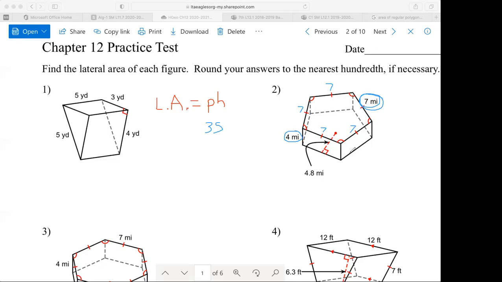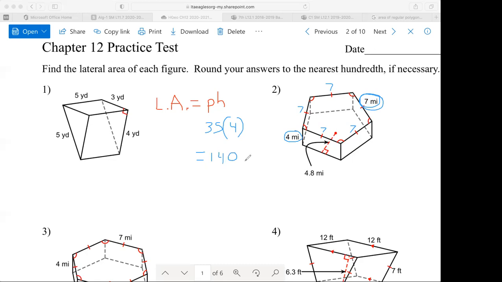I understand that it's confusing and there are numbers everywhere here. You have to be able to tease that information out. Height is defined as the perpendicular distance between the two bases. The bases here are the two pentagons. So this is just 35 times 4. 4 times 5 is 20, carry your 2. 4 times 3 is 12, plus 2, 140.